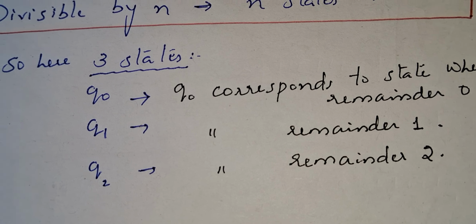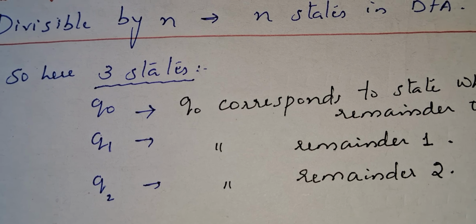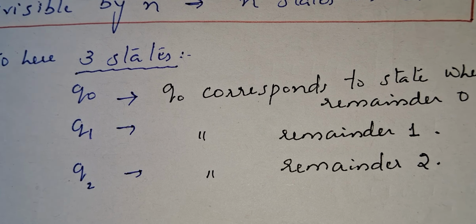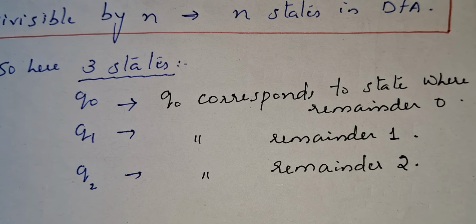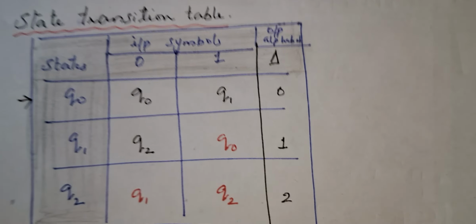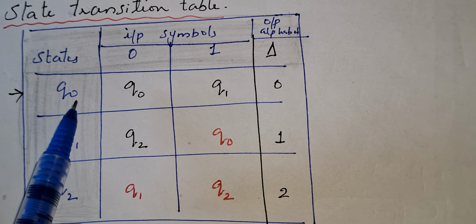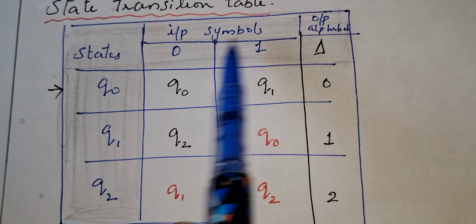In case of binary number you don't need to think about how to draw the DFA. There is a simplest method. The only thing is just to draw the state transition table. The state transition table consists of the set of states and you need to show the transitions on input symbols. I already told you modulo n or divided by n means n states. This is modulo 3, so there will be 3 states. So I wrote the states Q0, Q1, Q2. Then the input symbols are 0 and 1.